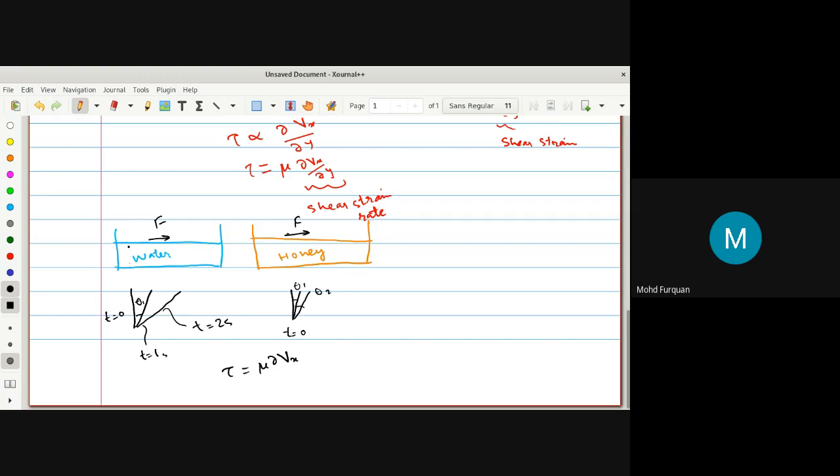Vx is the velocity in the x direction, so del Vx over del y. This implies that del Vx over del y is equal to tau over mu. So whichever has smaller mu, you will get more strain. It is easier to deform water than to deform honey. So that's how fluid and solid differ.